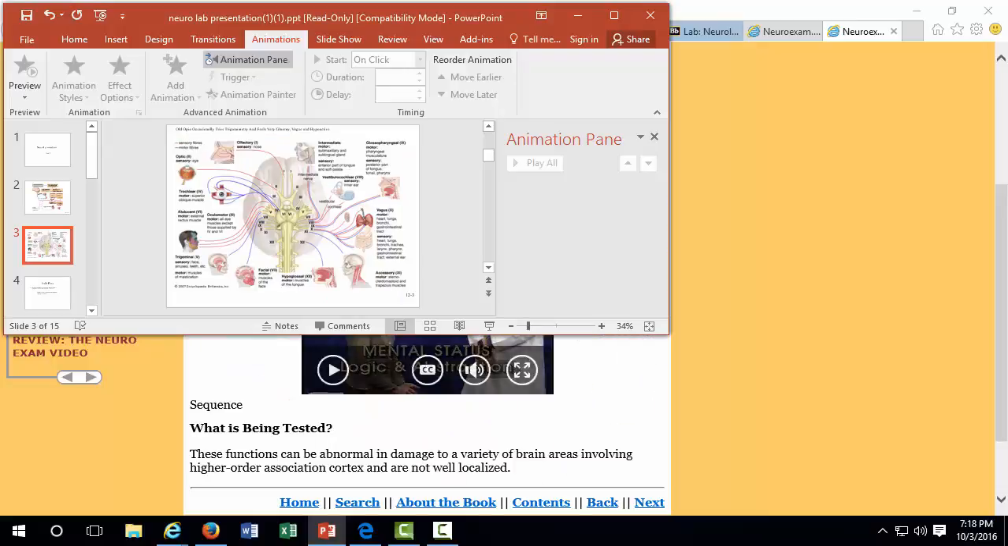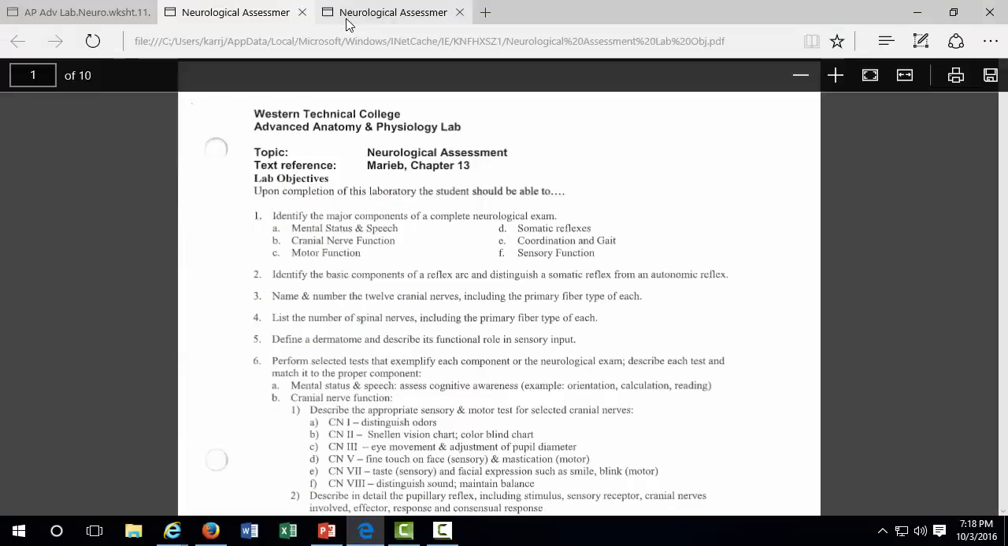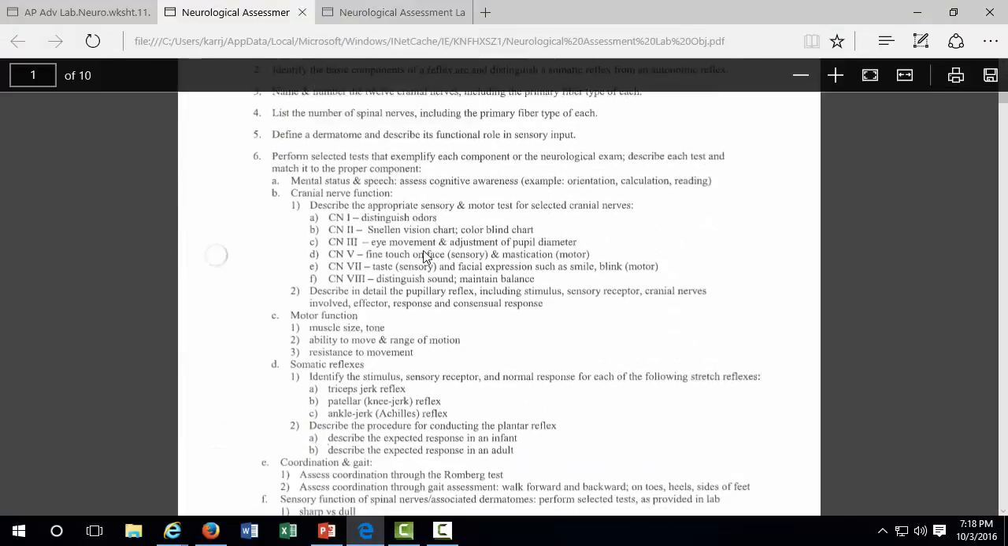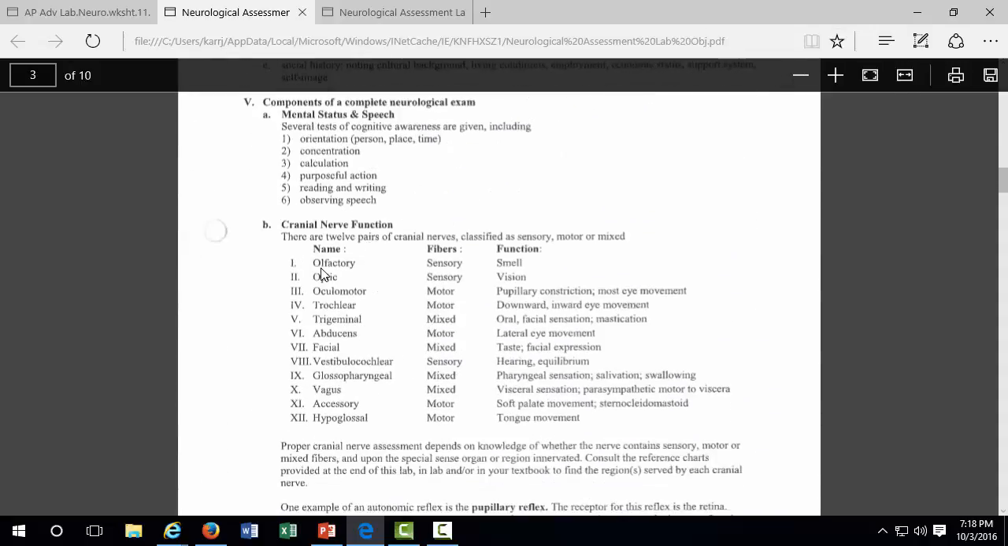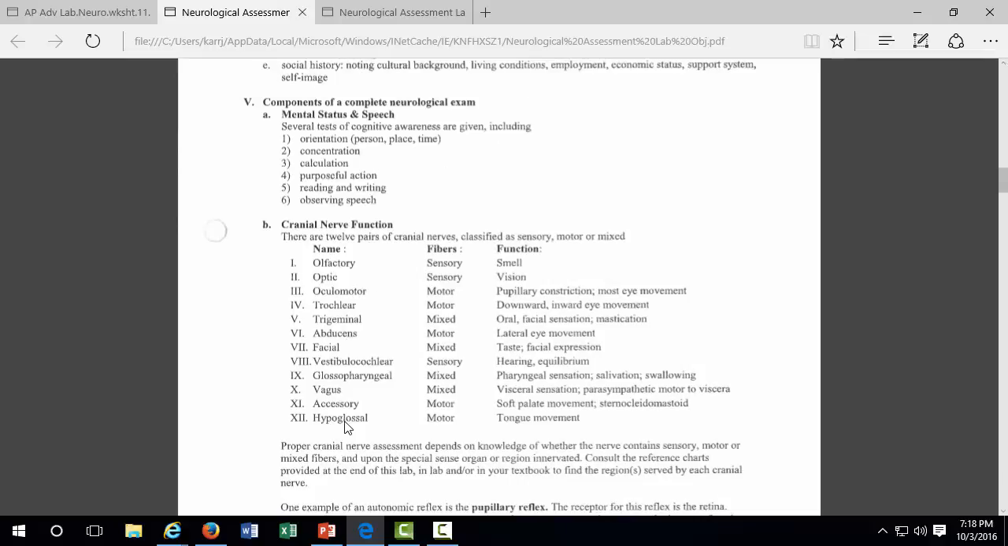So if we go to your lab objective page here, in the actual reading part, part B, you'll see that the 12 cranial nerves are listed here, and then it tells you the fiber types. So the olfactory nerve, cranial nerve number 1, is only for smell. So it only brings sensory information from the nasal cavity into the brain, telling you what that smell is.